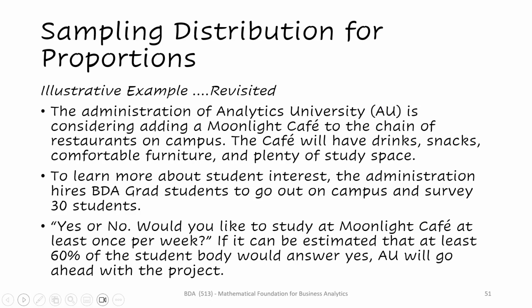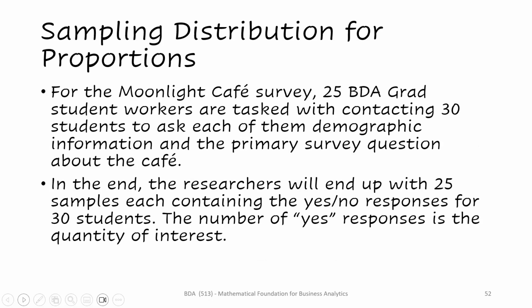If it can be estimated that at least 60% of the student body will answer yes, Analytics University will go ahead with the project. So the university has set out this threshold: if we can estimate that the probability of students that say yes is 60%, then we'll go ahead and establish the project. So let's see how we can go about this.